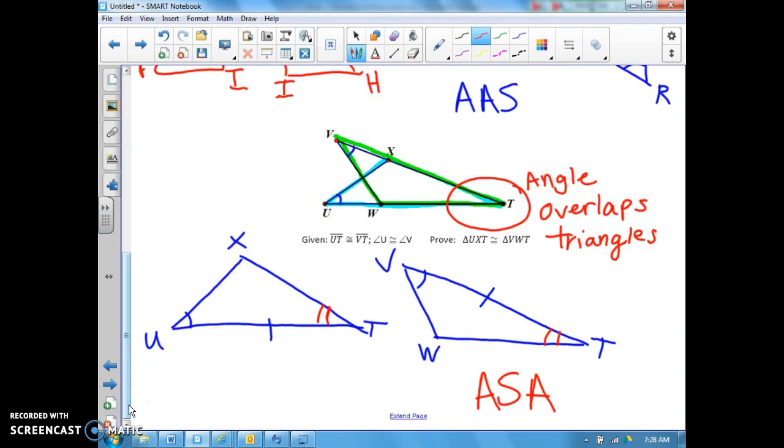And last but not least, this one's a little bit different. It's not a segment they have in common, it's an angle. Angle T is on both of the triangles in its same shape and form. So my overlap on this one is angle T, making these two triangles congruent by ASA.